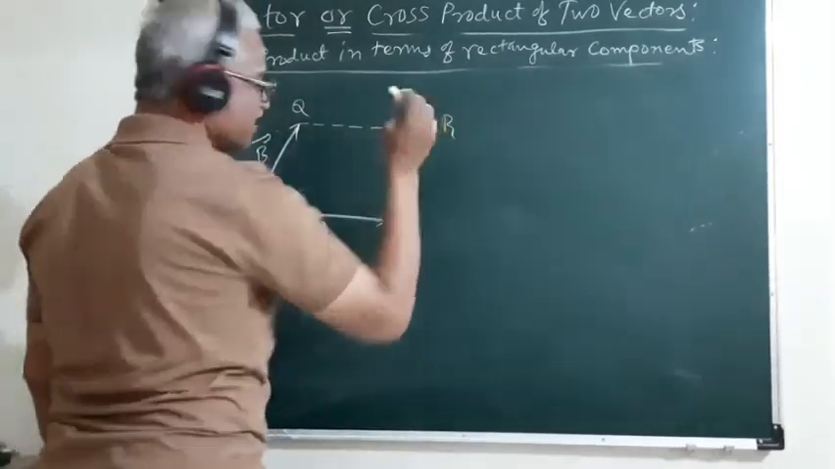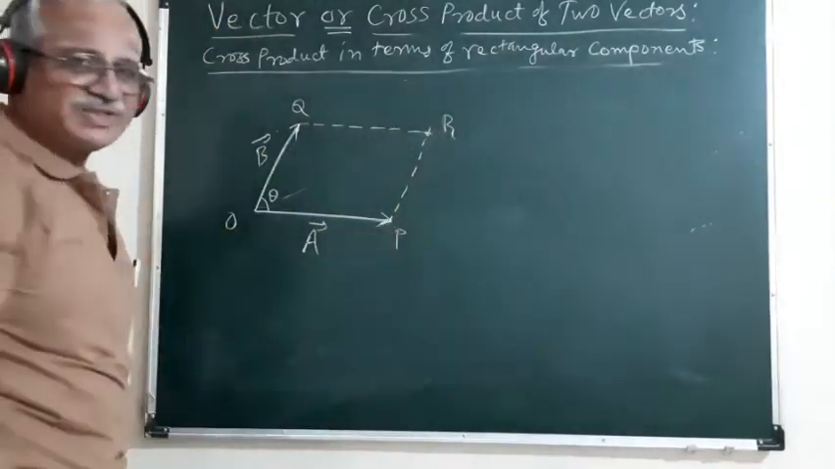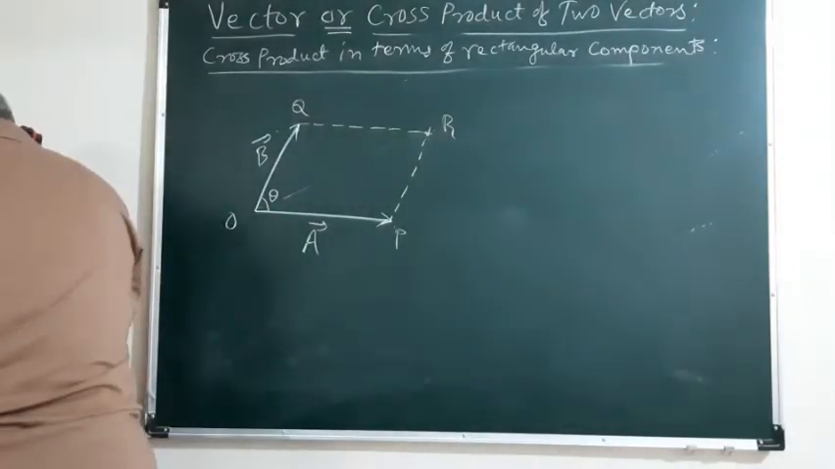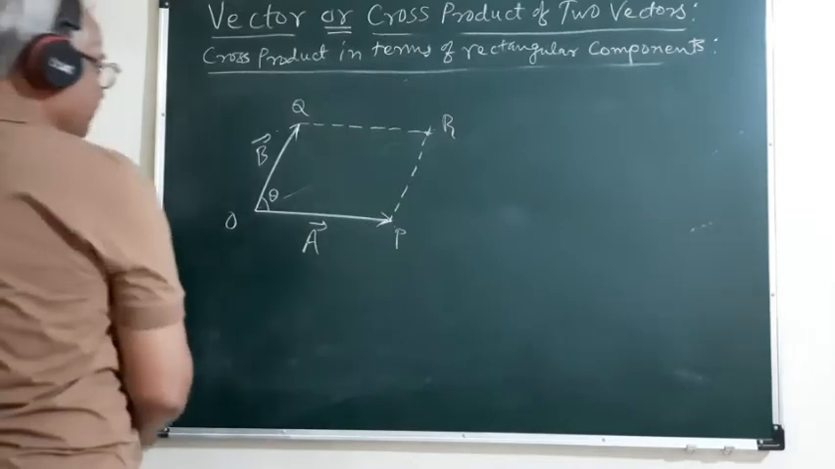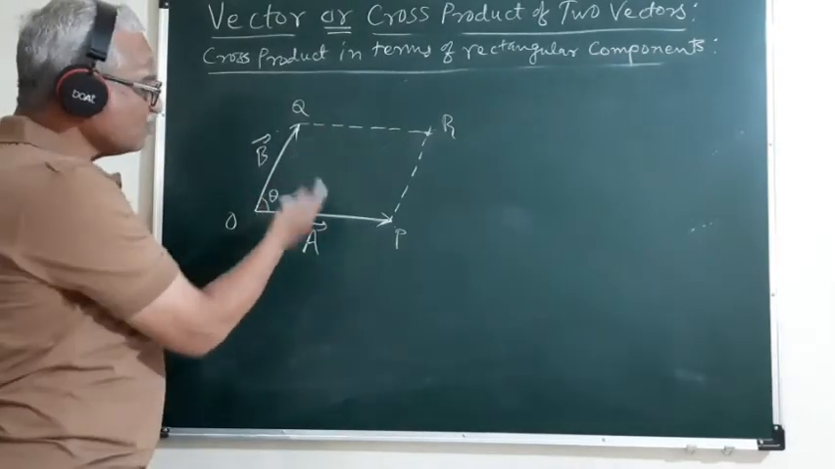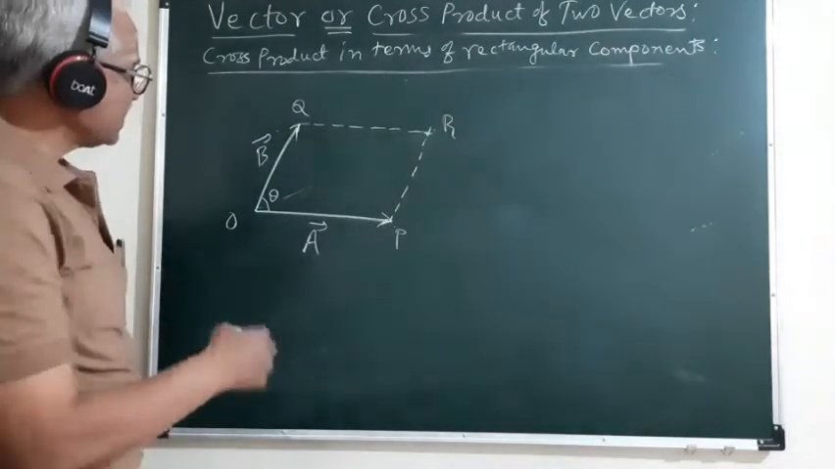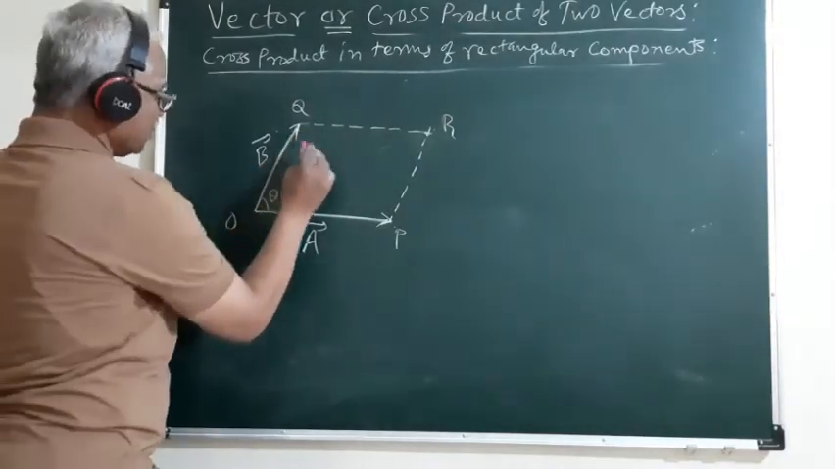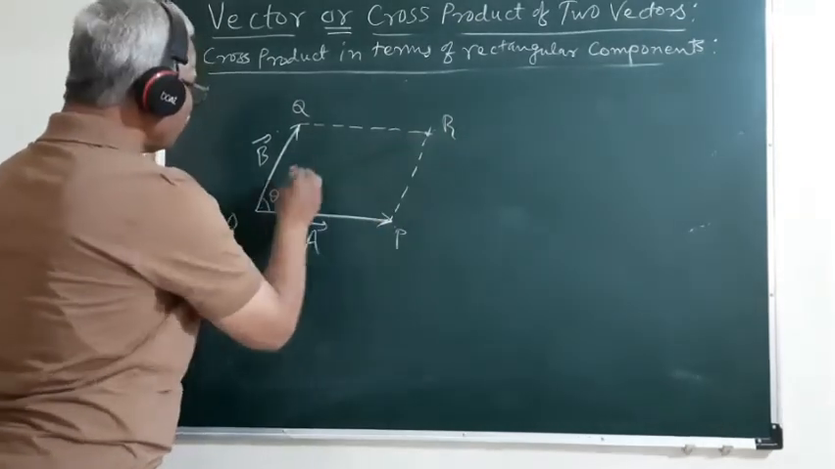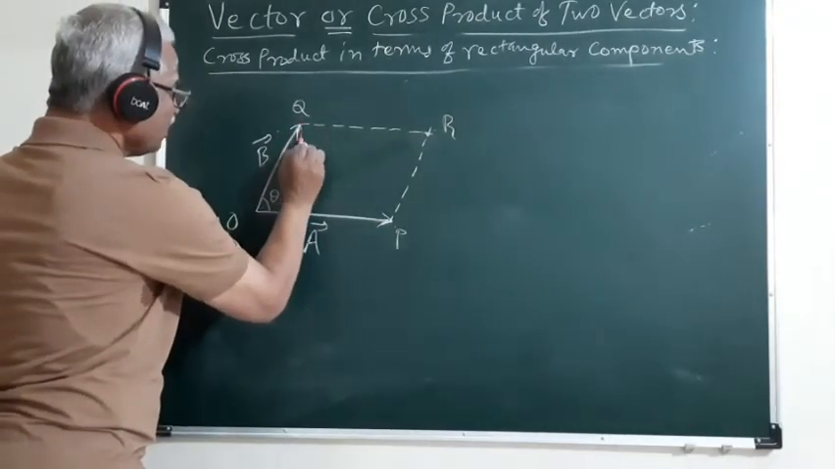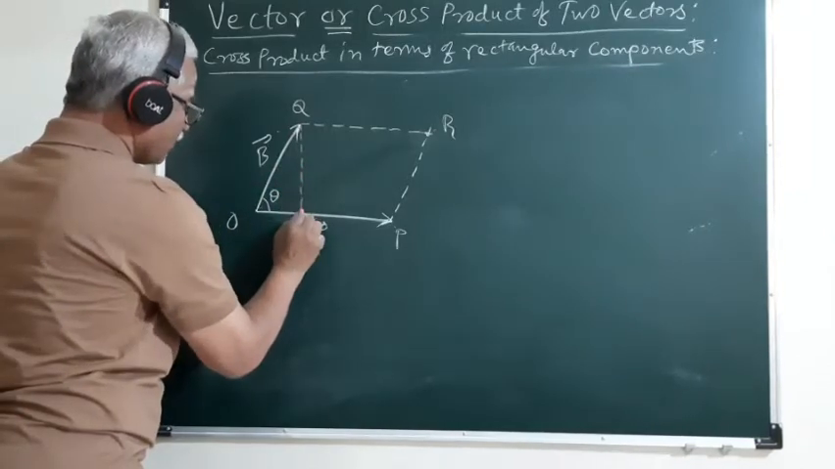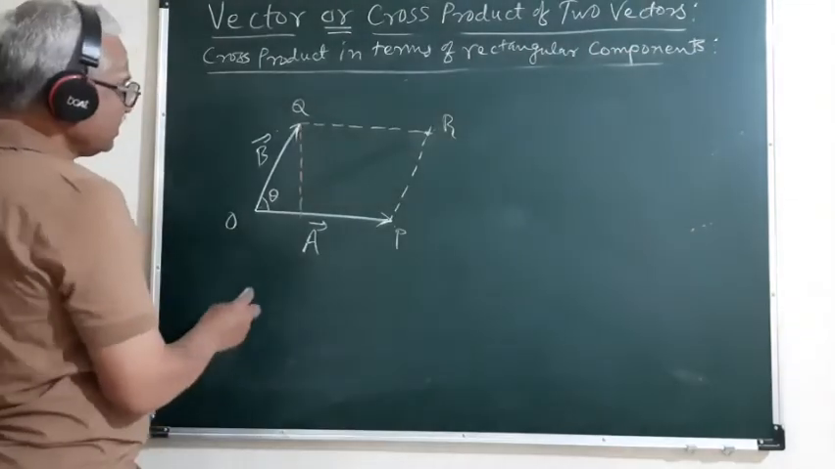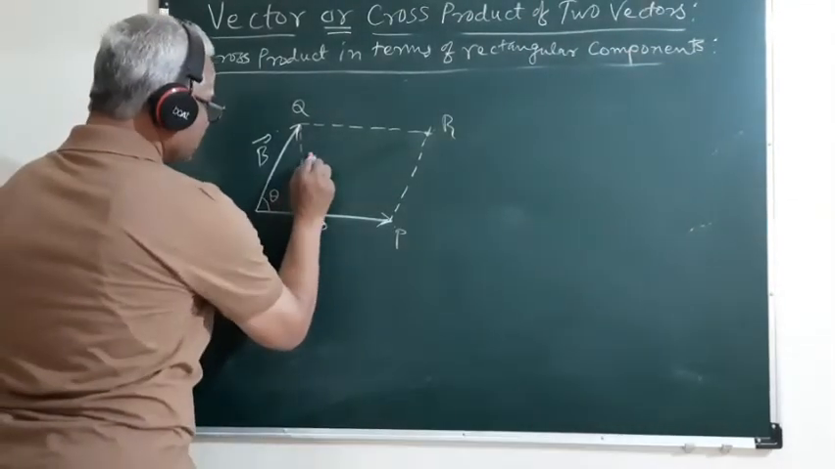This diagonal gives the addition and this diagonal gives the subtraction of these two vectors that we have seen. Now here we want to show that the magnitude of this cross product of two vectors represents the area of this parallelogram. So for that purpose, if we draw the normal from the end point of B bar on A bar, if we draw the projection of B bar along A bar, then this side is H.